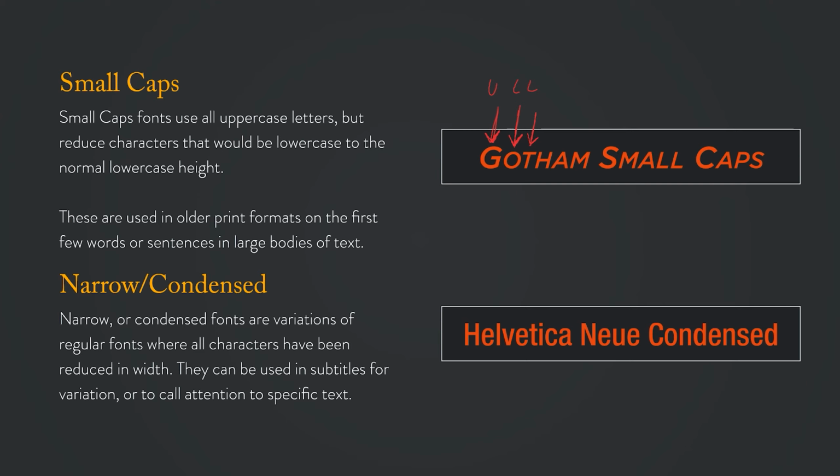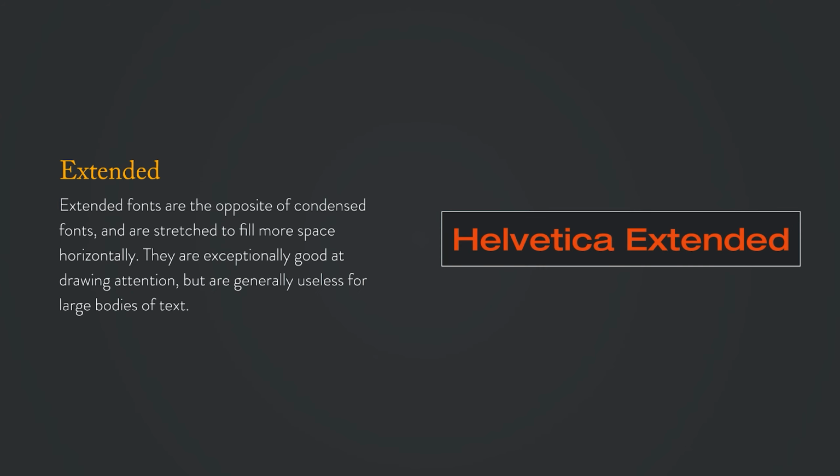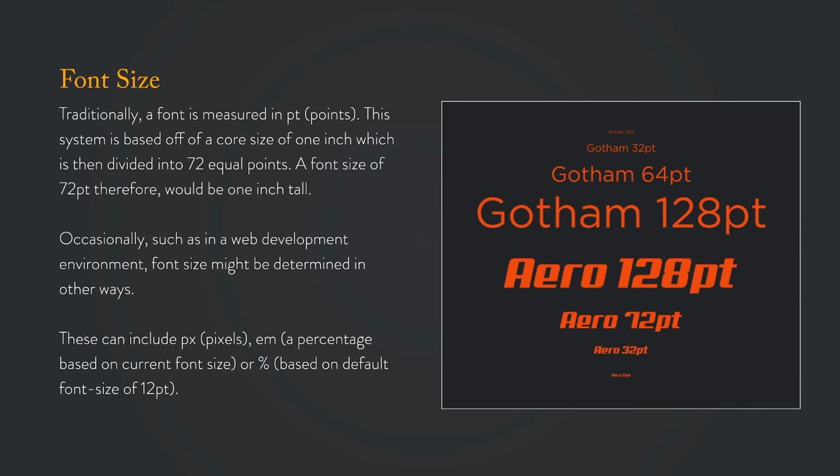Narrow or condensed fonts are generally the same as the normal font, but they've just been squished inwards a bit. Usually used in subtitles or for variation or to call attention to specific text, not used in large copies. And extended is the opposite of condensed. Yeah, the text has been stretched out. Exceptionally good at drawing attention, but useless for large bodies of text because they take up so much space and are difficult to read. Lastly, then, let's talk about font size.